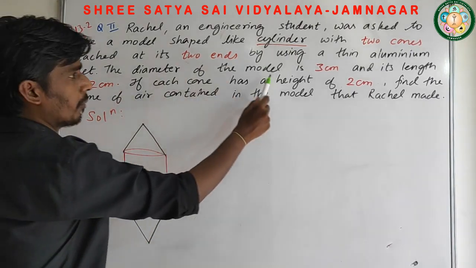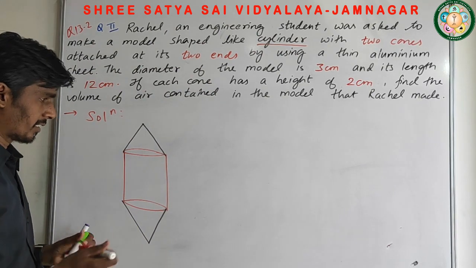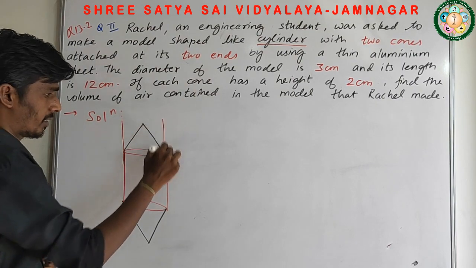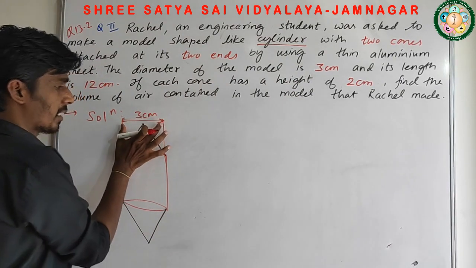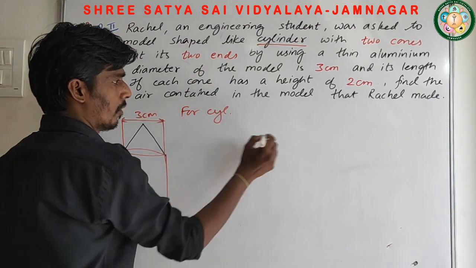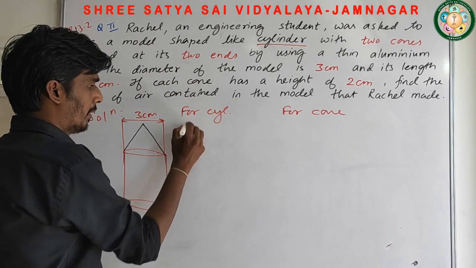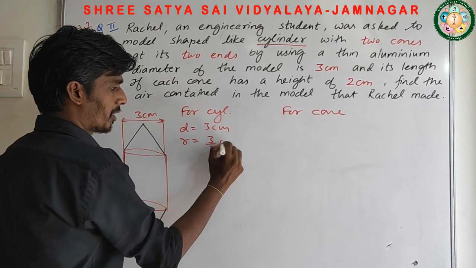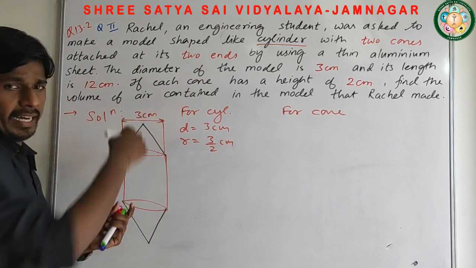Then the diameter of the model is 3 centimeter. What is the diameter of this whole model? It is 3 centimeter. So I can see that this distance is how much? It's 3 centimeter. This much is what? 3 centimeter. So whether it is for cylinder or for cone, the diameter is 3 centimeter. Then definitely radius is what? 3 by 2. The radius of cylinder and cone both are same because they are attached to each other.